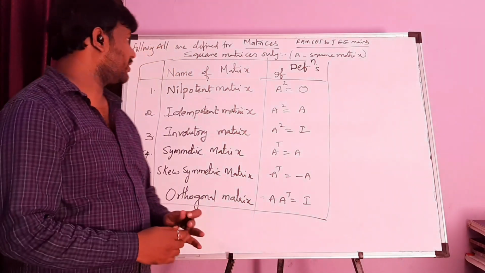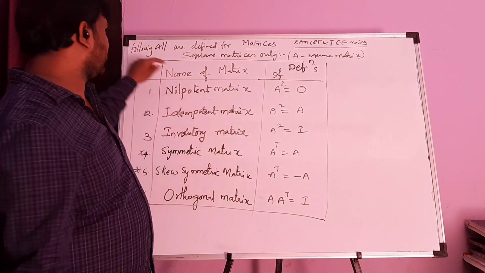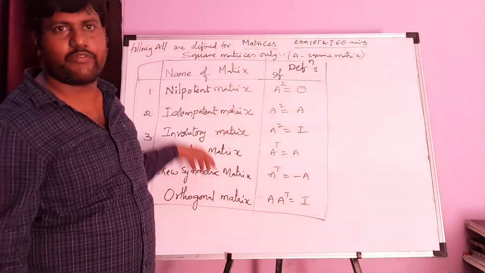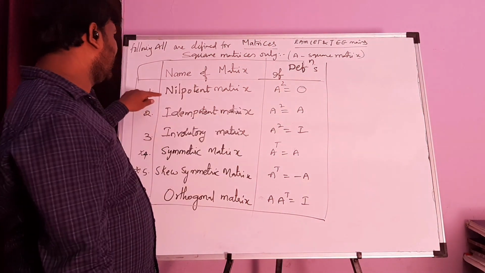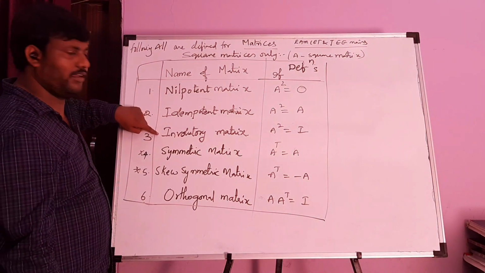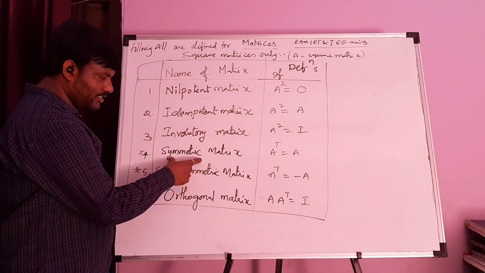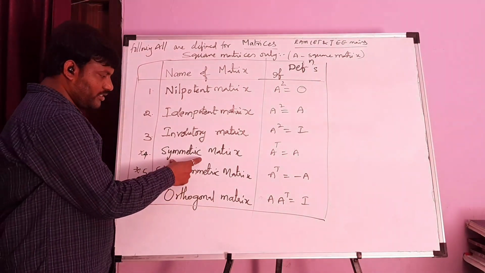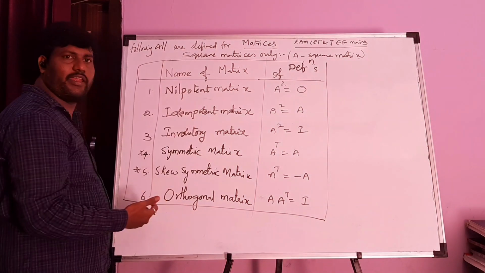Next, this is very important. These are all definitions for only square matrices. Now we see the names of the matrices and how they are defined. Nilpotent matrix, idempotent, involutory matrix, symmetric, skew symmetric. At board level we will see symmetric and skew symmetric. We already know these, but now for NEET and JEE, these all are very important.